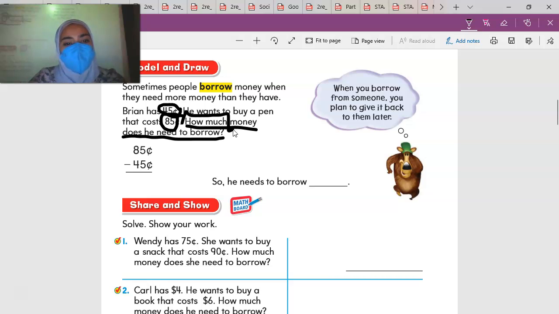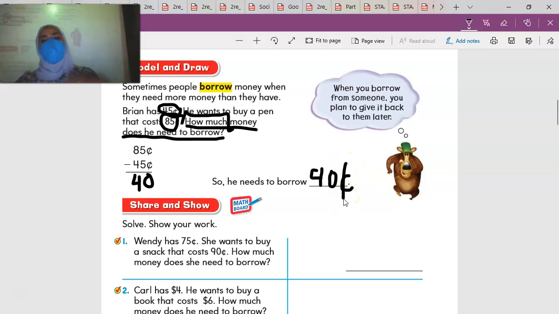When it says how much money does he need to borrow, the thing costs 85 cents. He has 45 cents. What am I going to do to solve that? Subtract. What's 5 take away 5? 0. What's 8 take away 4? 4, because that's a double. 4. Very good. So how much does he need to borrow? 40 cents. Make sure you write the cent sign, because if you don't, I will assume it's dollars, and that would definitely be wrong.